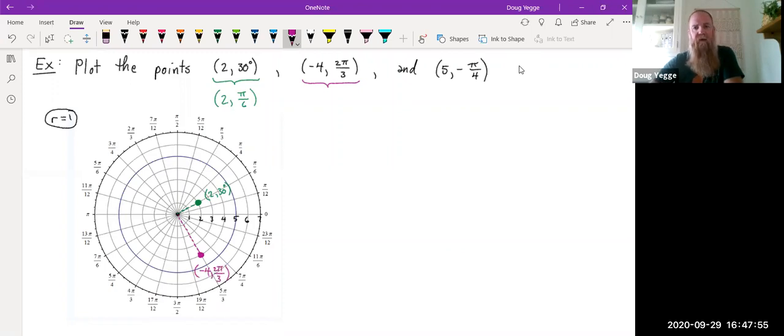Which you might notice we could also write as moving +4 in the positive direction of 5 pi over 3. So those are both actually equivalent to each other.